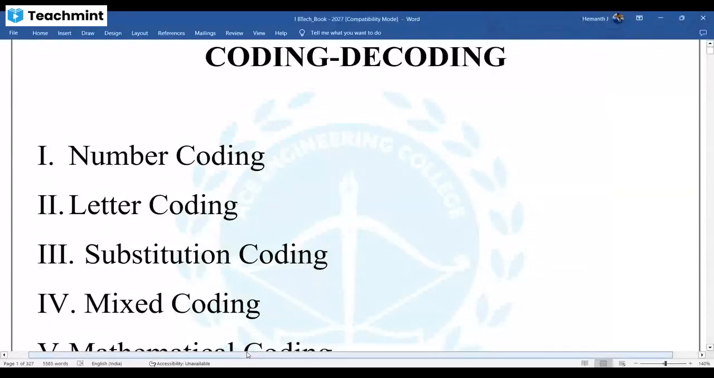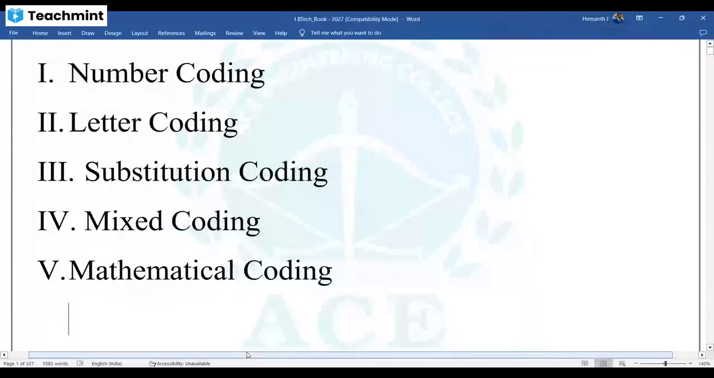Right, so in the coding and decoding topic, we have different models: number coding, letter coding, substitution coding, mixed coding, and mathematical coding. We have 5 different types of codes. For every topic, we divide it into certain models so that you can revise things easily. You may find thousands of questions on coding and decoding if you search on Google, but we are segregating all of those into 5 models.